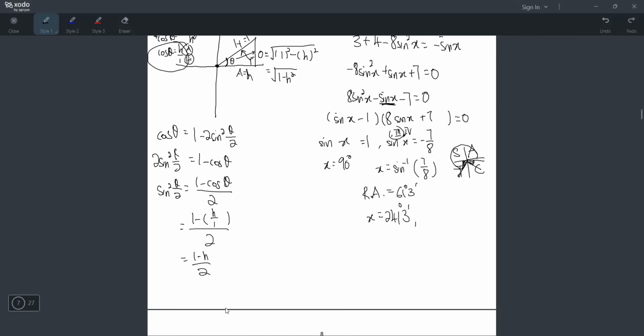And what about the quadrant 4 answer? You tekan 360 minus 61 degree 3 minute, right? Okay, my calculator gives me 298 degree 57 minute, right? So this should be the answer, right?